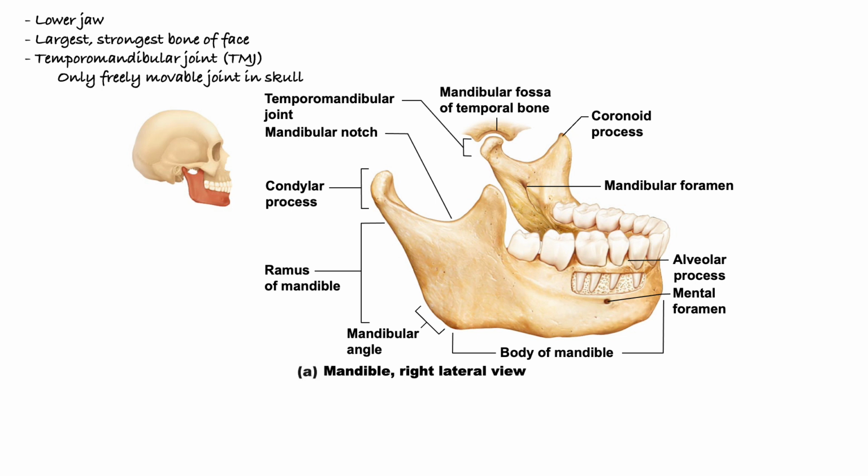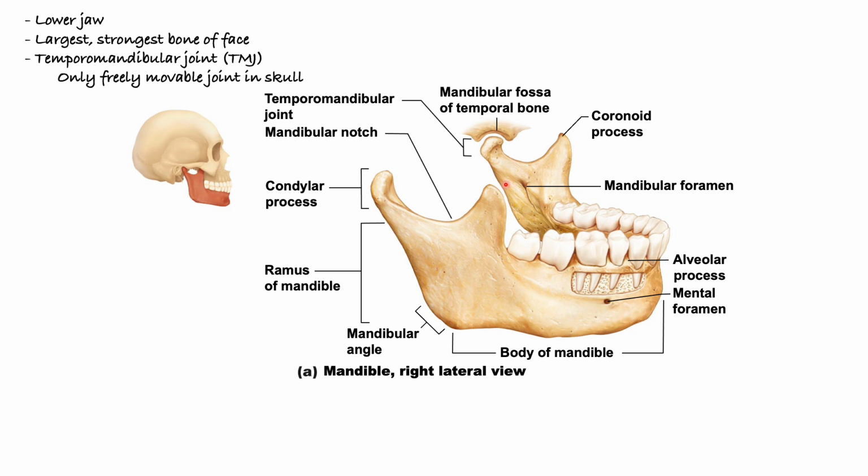So here is the lower jaw. This is the largest, strongest bone of your face. The common or popular temporomandibular joint, the TMJ. This is the only freely movable joint in the skull. We have the joints. The sutures are immovable joints. I'm going to talk about the joints in another video. But here is the temporomandibular joint, where the temporal bone of your cranium articulates with the mandibular bone. That's where we get the word TMJ.